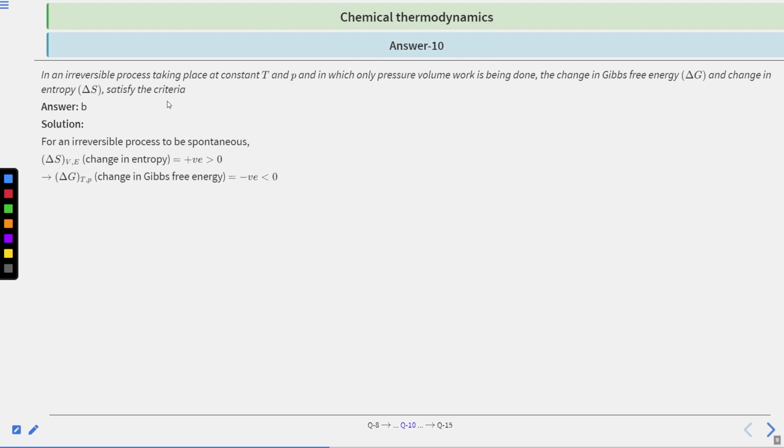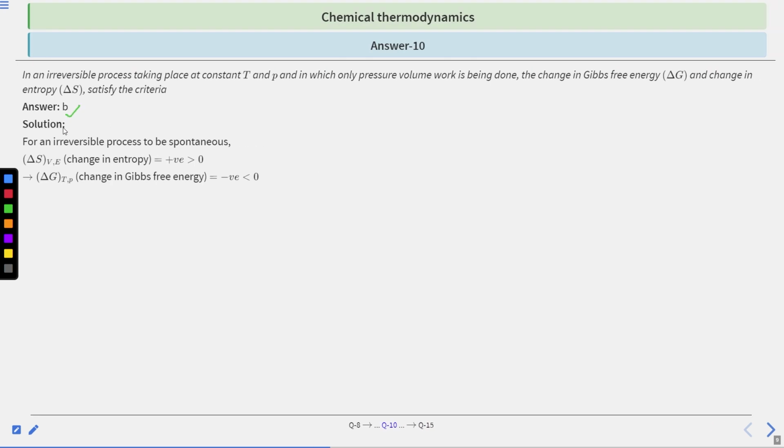Okay, so the correct answer will be option B. For an irreversible process to be spontaneous, we know that del S, that is change in entropy, should be positive, greater than 0, and del G, that is change in Gibbs free energy, should be negative, that is less than 0. So for a spontaneous irreversible process, del G should be negative and del S should be positive, right? So the correct option will be option B.